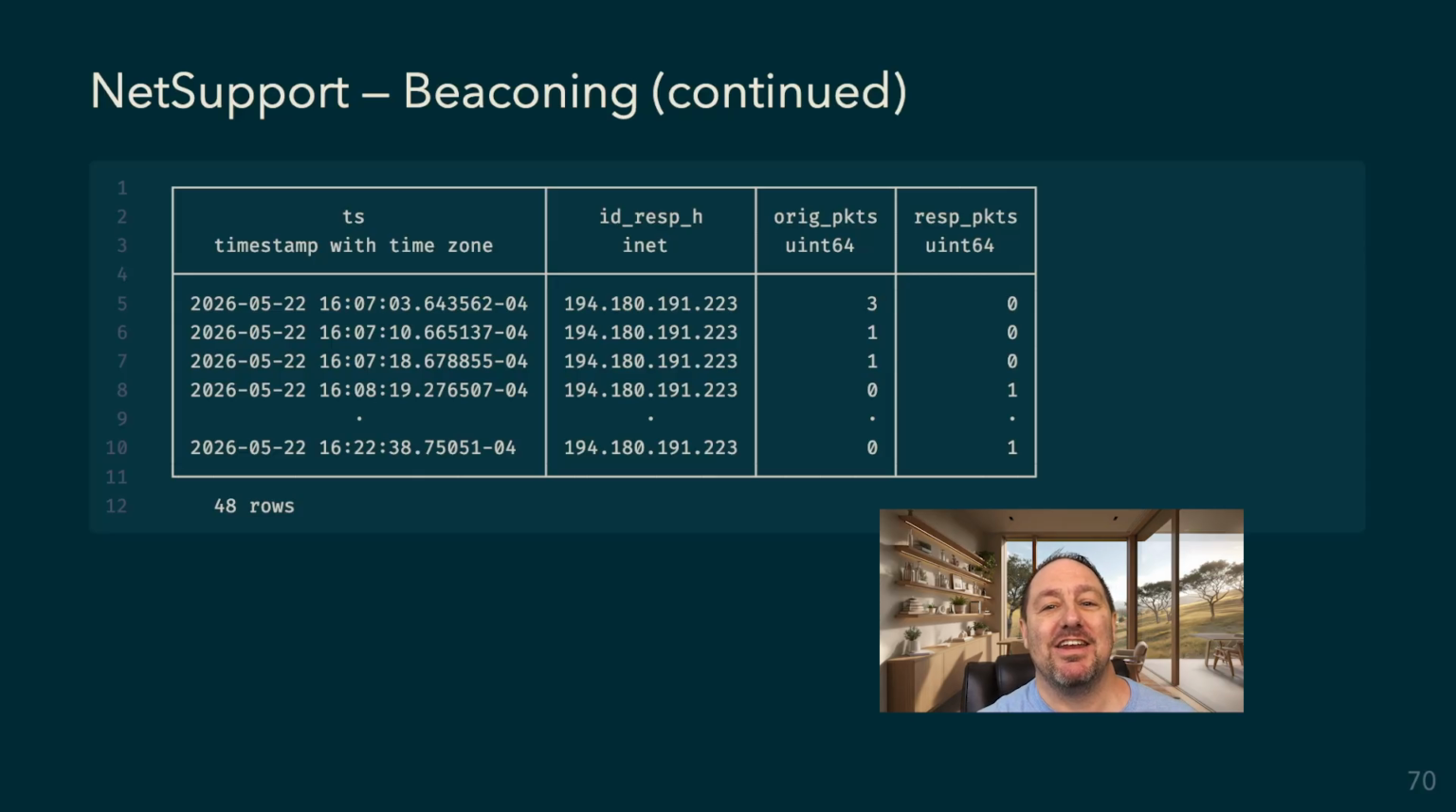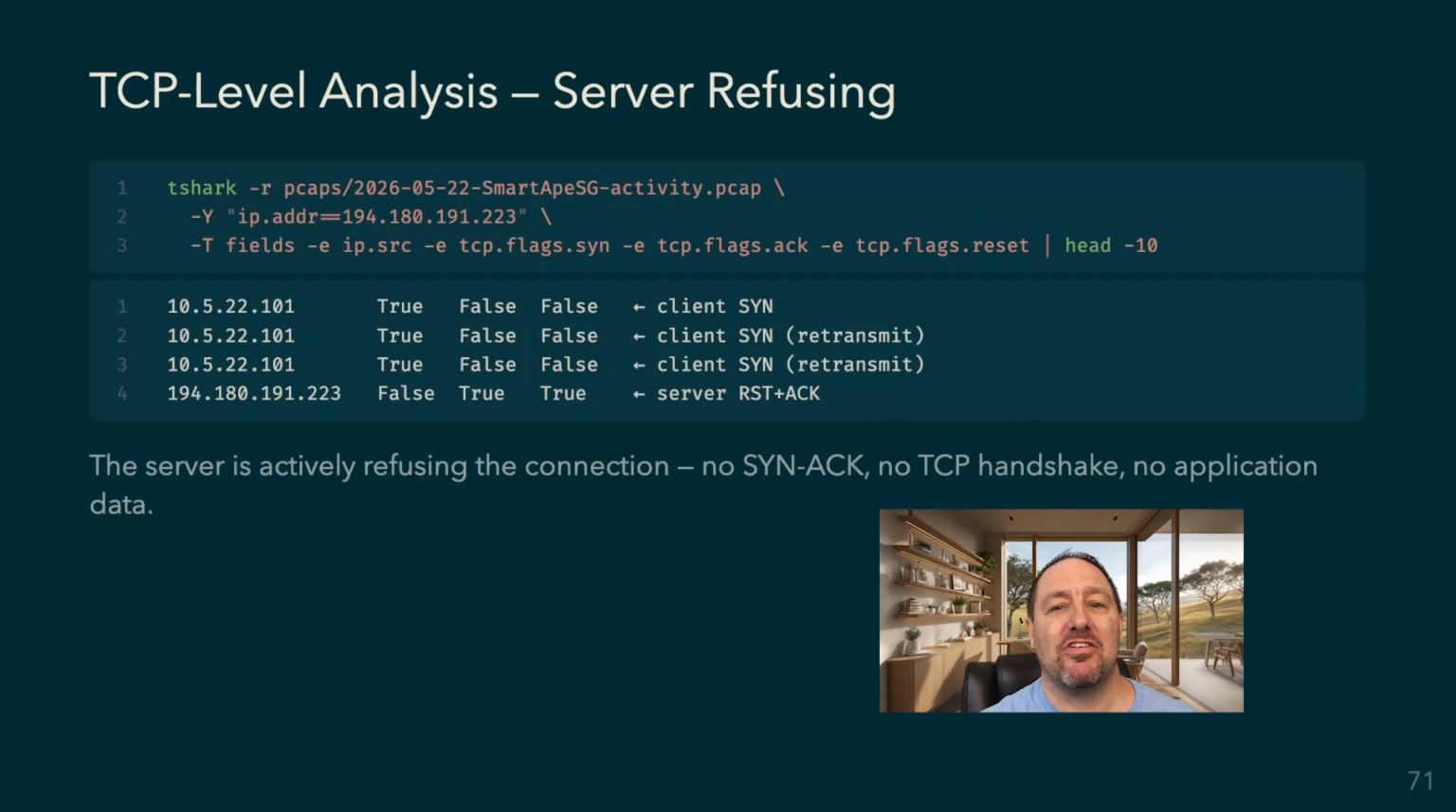So in the next slide, let's take a TCP level analysis of what's actually happening in these connections. Per the tshark analysis of the PCAP, the server is actively refusing the connection with a reset. So there's no SYN-ACK, there's no TCP handshake, no application data. tshark confirms that there are 0 TCP connections with packets of length greater than 0. The C2 server ghosted harder than a bad Tinder date.